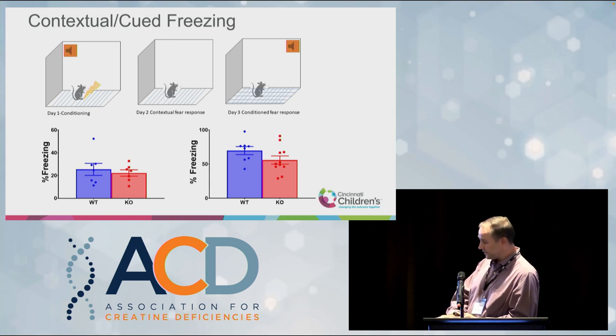The next thing we test them for is this contextual and cued freezing. This is an emotional memory that's tied to the amygdala. For this test, we put the animals in a sound attenuated box with a grid floor. We let them hang out there for about 6 minutes, and then we play a tone for 5 seconds. The last 2 seconds of that tone, we shock them. We repeat this 4 times.